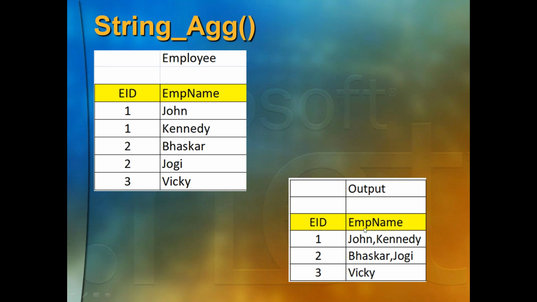If you want to display like this, then definitely you should be able to use the string aggregate function. Without that you can also do the query, but it is a very, very complicated query. If you want to aggregate this data, it will take a lot of complexity to write the query. So we have a function called string aggregate. With the help of that, you should be able to concatenate or display like this. All the values with one have to be concatenated like this, and all the values with two have to be concatenated, Bhaskar, comma Jogi, like this. And for that, this is the query you should be able to write.